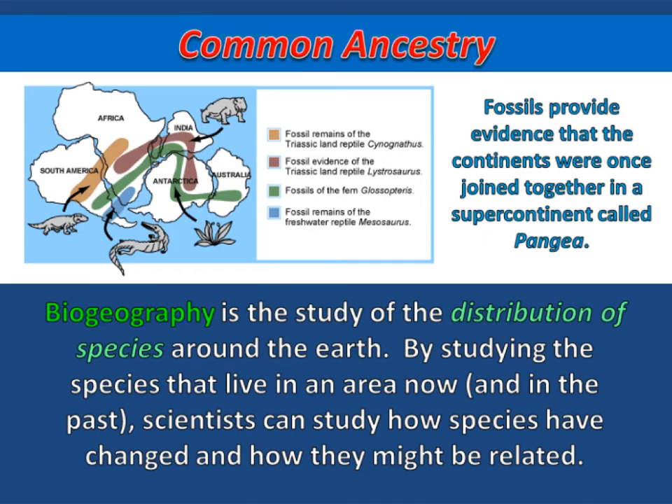Alrighty, so we're moving on to the next type of evidence, and that is biogeography, okay? Some of y'all may have taken geography class before, and that's learning where everything is on the globe. So biogeography is the study of the distribution of species around the earth. By studying the species that live in an area now and in the past, scientists can study how species have changed and how they might be related.